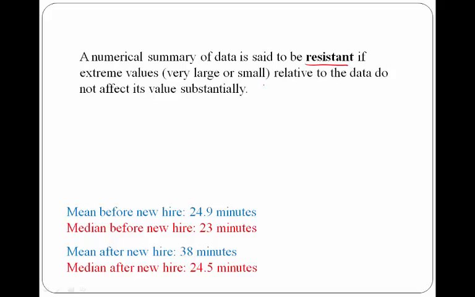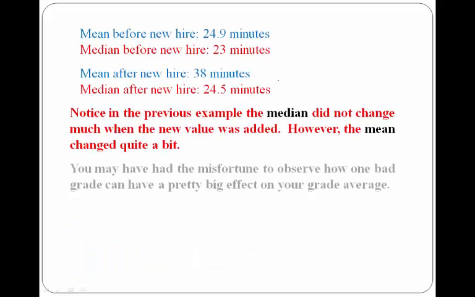And we had that in this case because we had a value of 130 added to our set, which was considerably larger than any of the rest of the other elements in the set. Notice in the previous example, the median did not change much. The median was 23 minutes before we added the new data value of 130, and it was 24.5 minutes after, so it went up a little but not much. However, the mean changed quite a bit. Notice our mean of 24.9, and then it went up to 38, which is a pretty big jump.